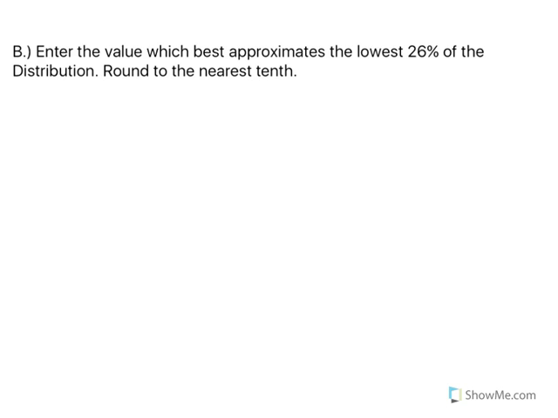Now, part B says, enter the value which best approximates the lowest 26% of the distribution. Round to the nearest tenth. Now, what this means is that the lowest 26%, 0.26, is going to be the area under the curve to the left. So when you look at your table, you're looking at the proportion, the probability, the percent, right? The P in the table. What z-score corresponds to an area of 0.26?